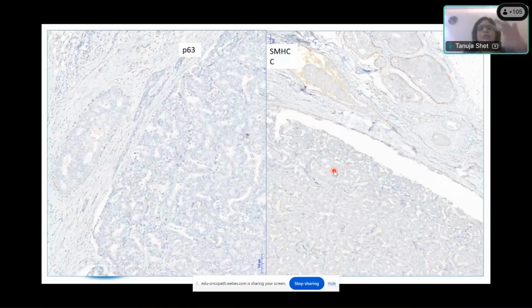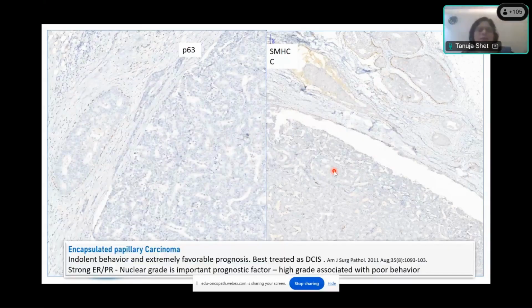So this is a papillary tumor within a cyst. We call it encysted or encapsulated papillary carcinoma. It's treated like DCIS because it has a fantastic prognosis. And because it's a luminal cancer, it has strong ER/PR, so you can treat this patient with tamoxifen, predominantly anti-hormones, and grade is the most important factor. Now, this is another tumor.